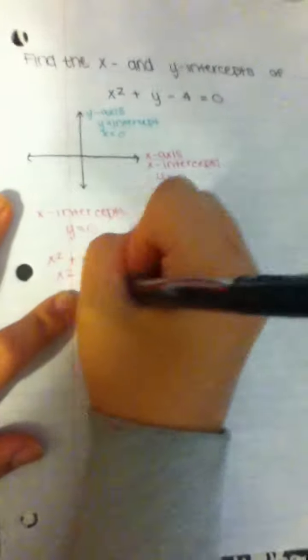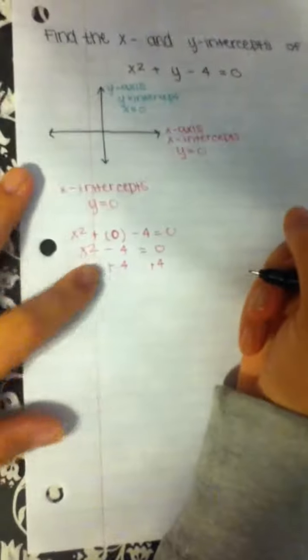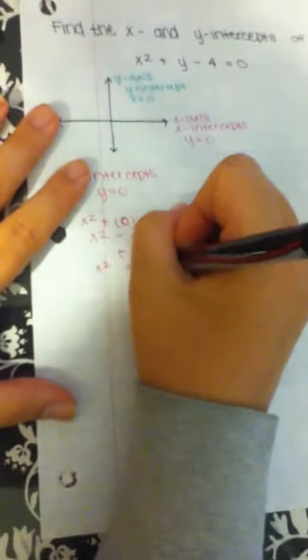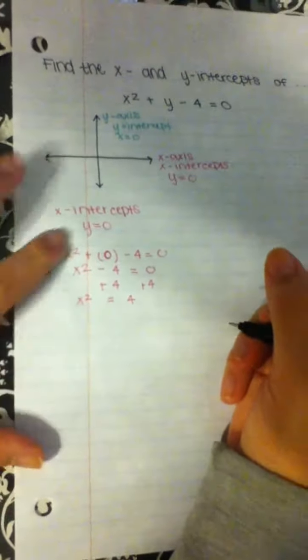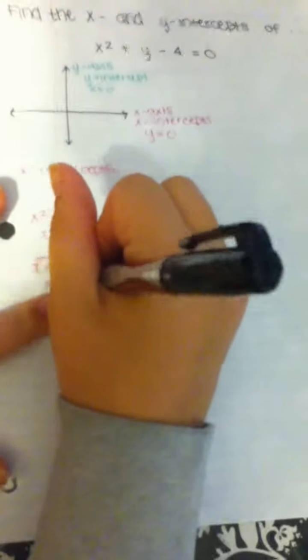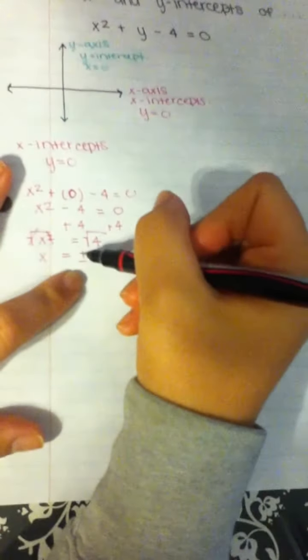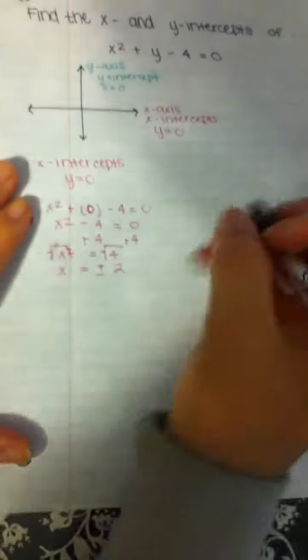We are going to add 4 to both sides to remove the negative from the 4. So then that becomes x squared equals 4. To get rid of our x squared, we have to square root each side, and that will get rid of our x squared. So we're left with x equals plus or minus 2. When you take the square root of a number, you either are left with a positive or a negative number, and the square root of 4 is 2.